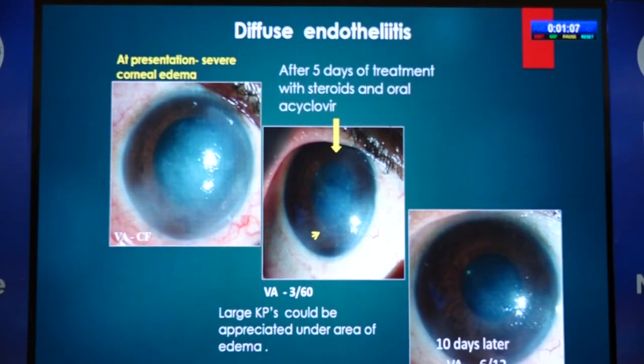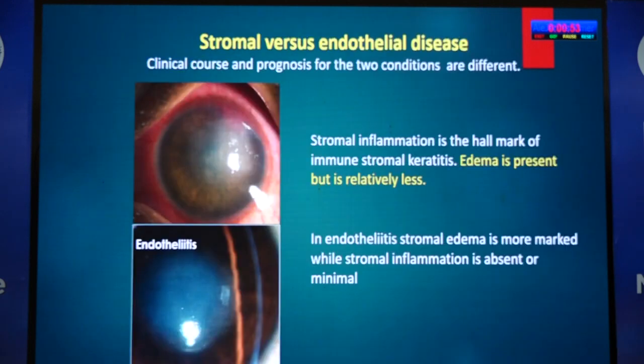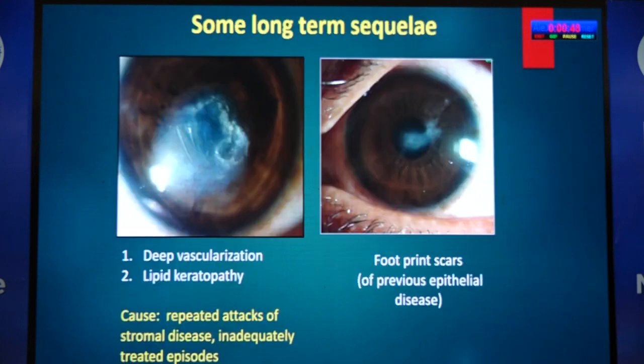Another patient, same, this was a one-eyed lady in fact. Diffuse endotheliitis, sudden onset of edema, no history of trauma. And you see that after you've started the steroids and the antivirals, the KPs appear, and 10 days later, the cornea is much clearer, and of course, later on, treatment was continued. So in stromal disease, the inflammation is much more, whereas in endothelial disease, the edema is much more, although both can coexist. And if not adequately treated, these patients can have long-term sequelae.